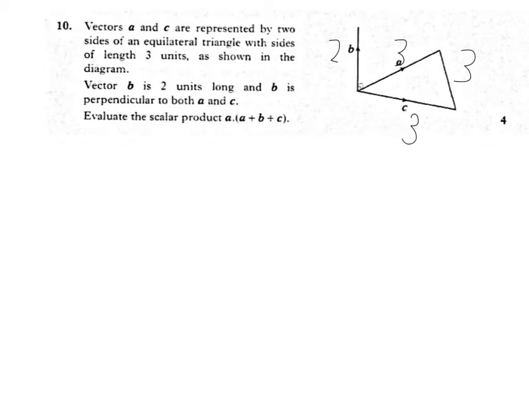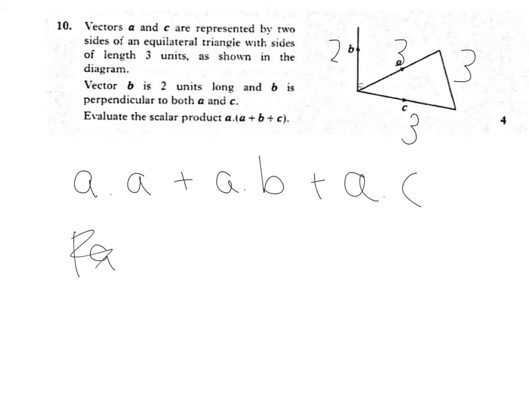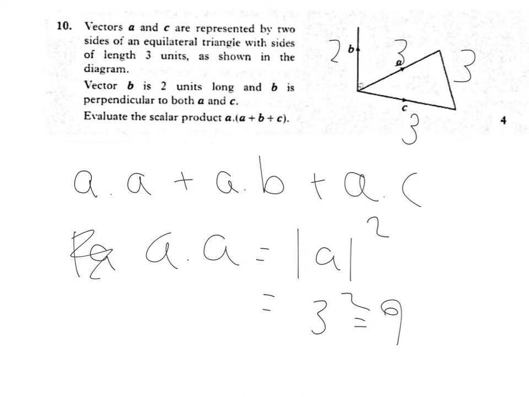Evaluate a dot (a + b + c). Well, that's just a dot a plus a dot b plus a dot c. So I'm just going to take each one of them in hand. a dot a is just equal to the magnitude of a squared. So that's just 3 squared, which is 9. Then I'm going to look at a dot b. Remember that the scalar product of two vectors at right angles is 0, so a dot b is equal to 0.